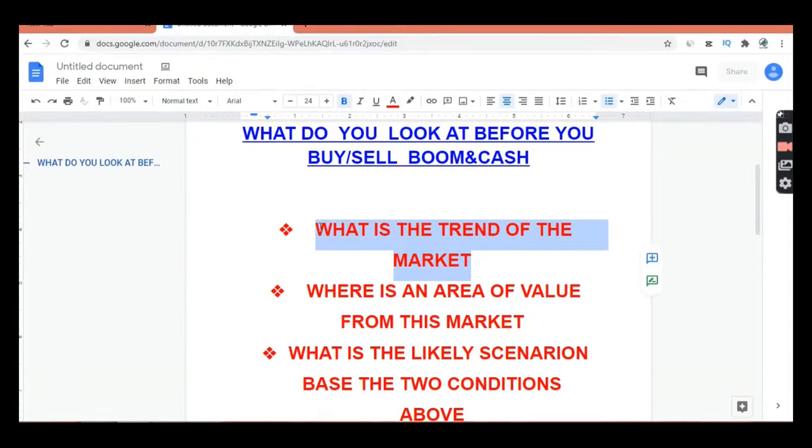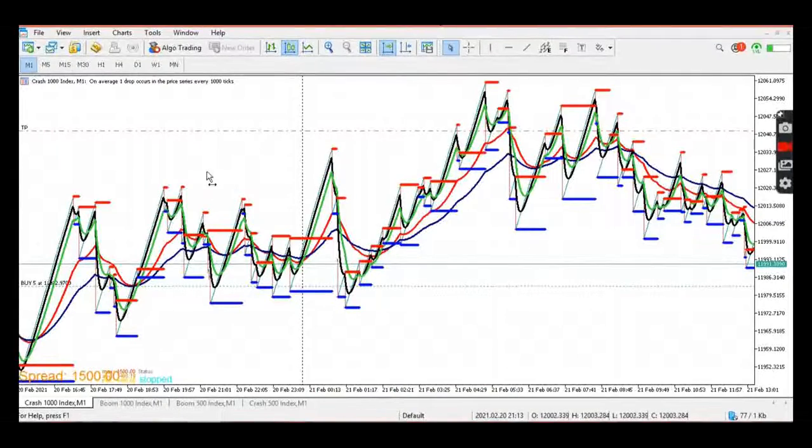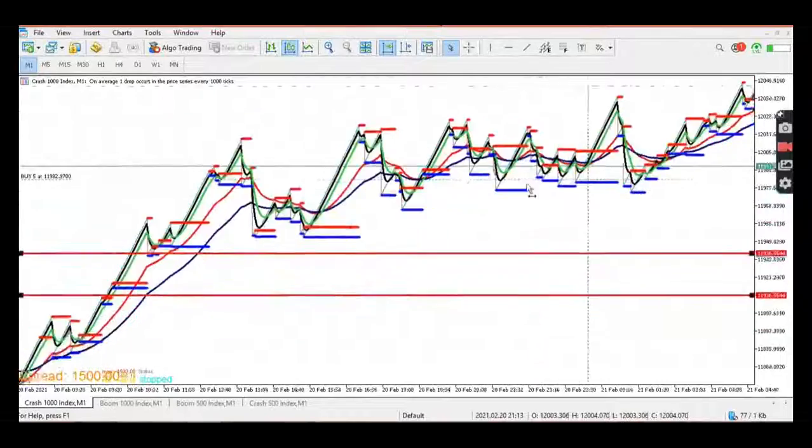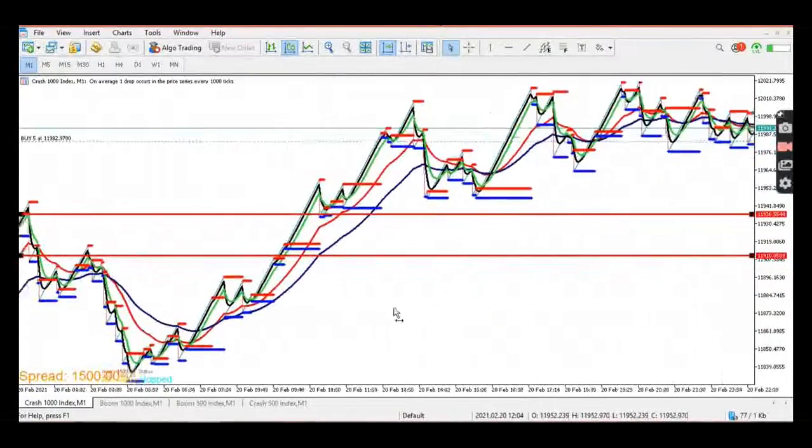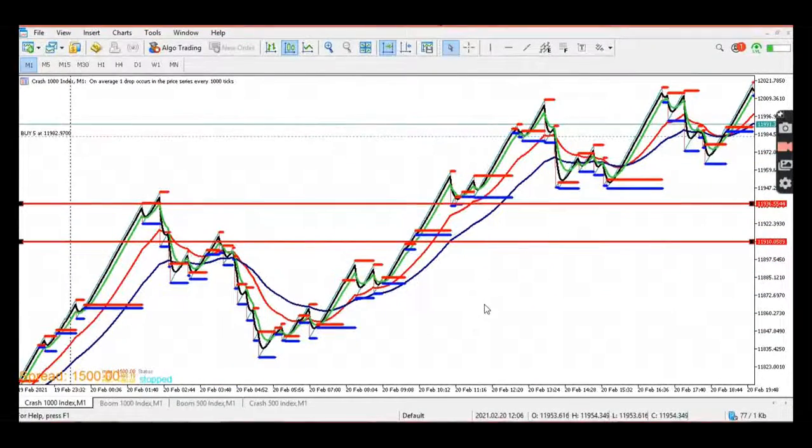My brother, if you want to achieve whatever you want to achieve in trading, the first thing you need to do and the first thing you need to understand is what is the trend of that market. Let me show you three good scenarios that you can use to find the trend of a market in boom and crash. Number one, you will use what we call the moving average strategy. What is meant by the moving average strategy?